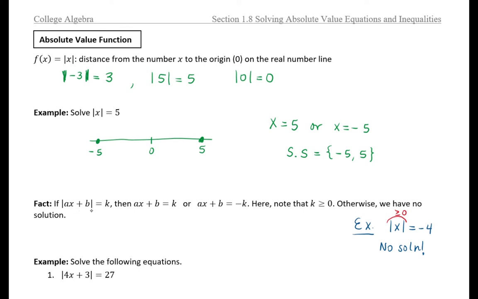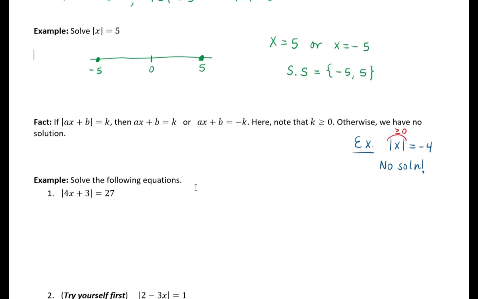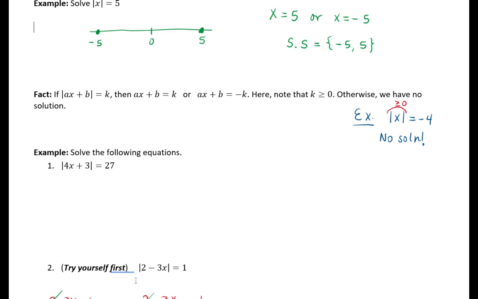So whenever you have an absolute value equal to a number k, which is greater than or equal to 0, then the expression inside the absolute value needs to be that same number or the negative of it. Like in this example, we have absolute value of x equals 5, and we get x equals 5 or -5. Now let's take a look at this example. You also have a try yourself problem. After I solve this problem, you can pause the video and solve that one.